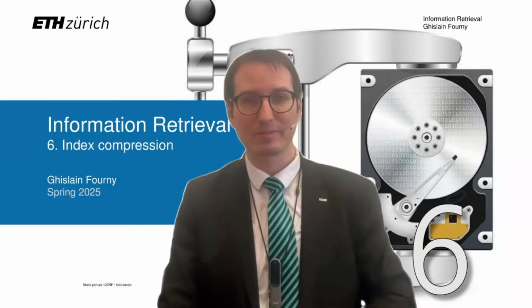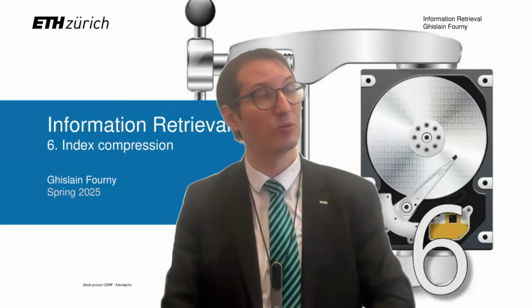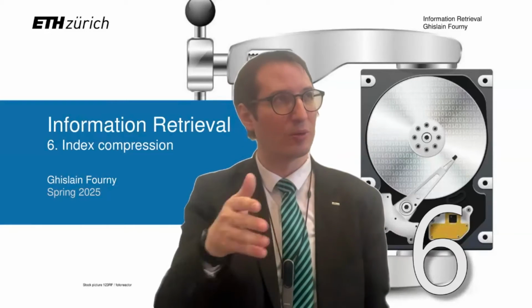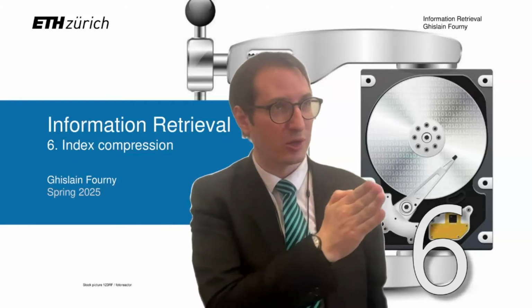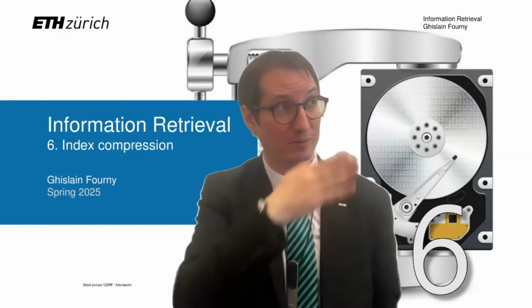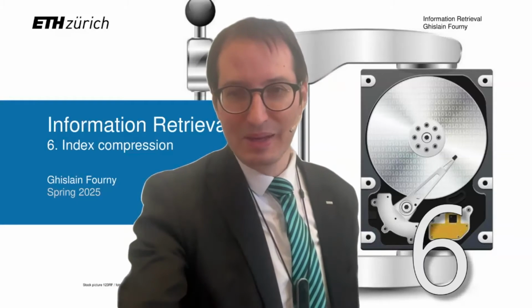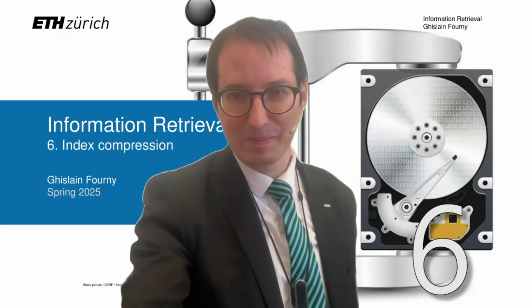And Zipf's law says that the collection frequencies drop as 1 over x. So if you look at the number of times that each term appears in the collection, and you sort them by decreasing collection frequency, then it's a hyperbola. It's 1 over x up to a constant factor. So that's Zipf's law. And this is where I left you last time.